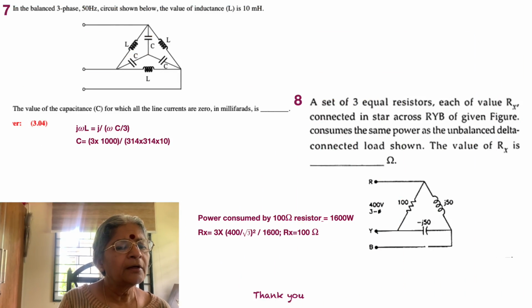We move to the last two problems, where we have a three-phase circuit, and we have three inductors connected in delta, and in between them we have three capacitors connected in star. Let's see the balanced three phase. The supply voltage is balanced.